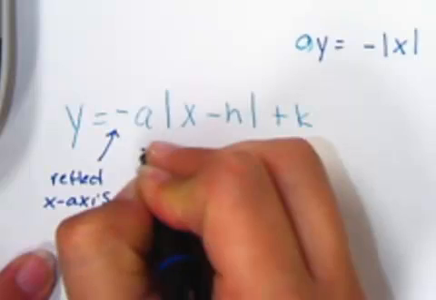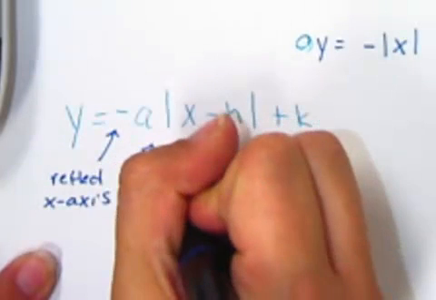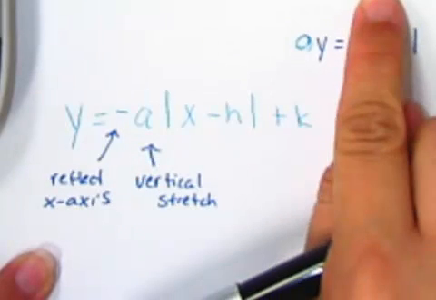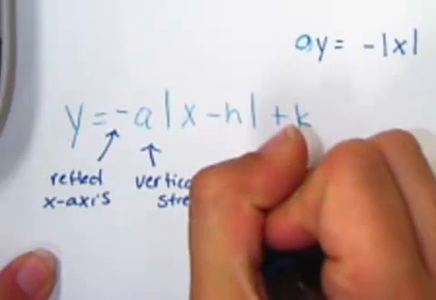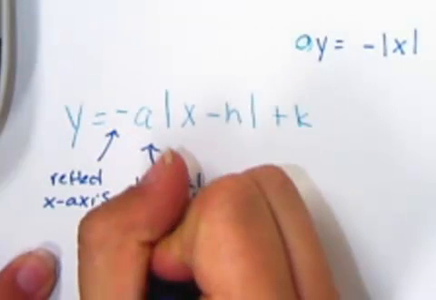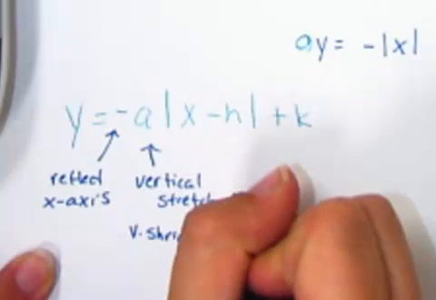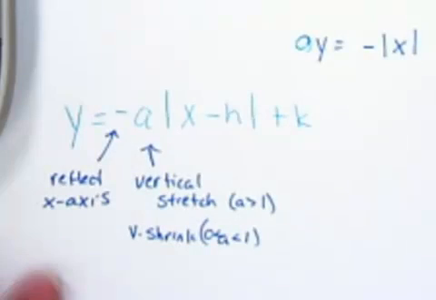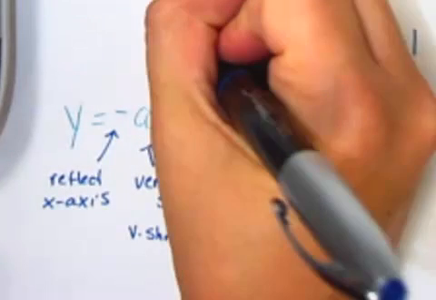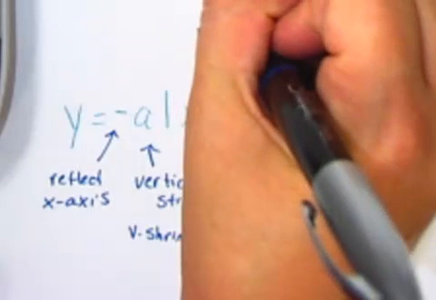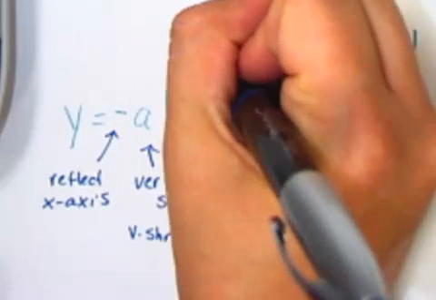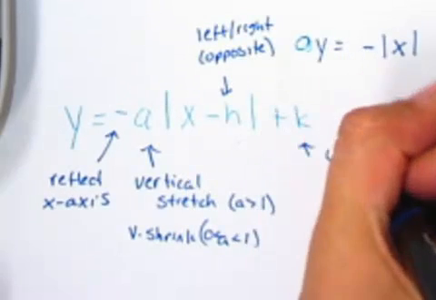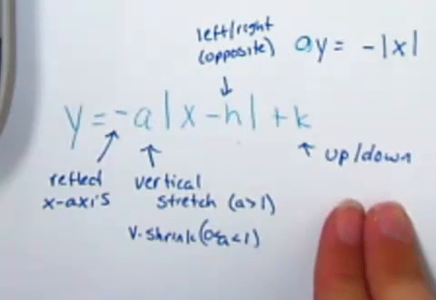Our a is a vertical stretch. And if we notice, it stretched when we were 2. So this is a stretch when a is greater than 1. It's a vertical shrink when a is between 0 and 1. Sorry for my chicken scratch. h moves it left and right, always opposite of what you think, and k moves up and down. If you want to remind yourself that it's the same as your intuition, you're more than welcome to.